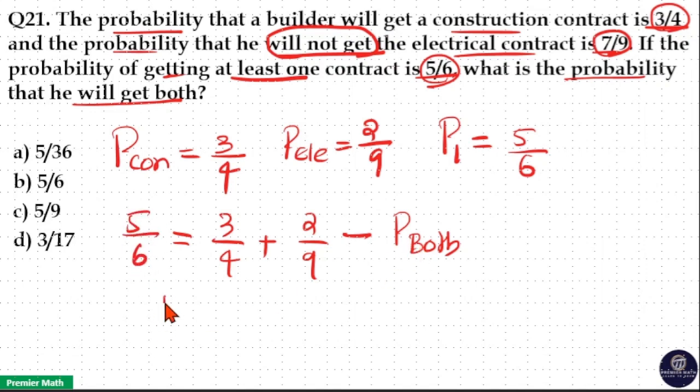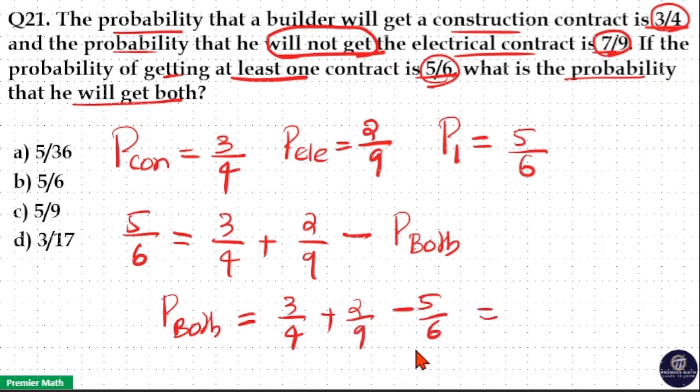Here the probability of getting at least one contract is 5 by 6, which means the probability of getting both contracts is equal to 3 by 4 plus 2 by 9 minus 5 by 6. Now here 4, 9 and 6. LCM is equal to 36. So option A is your answer.